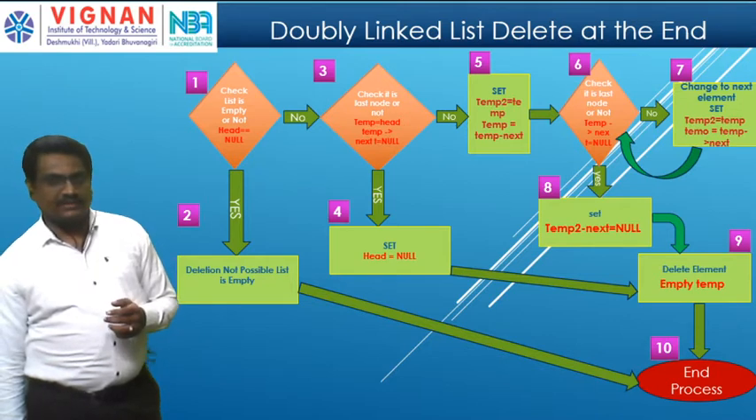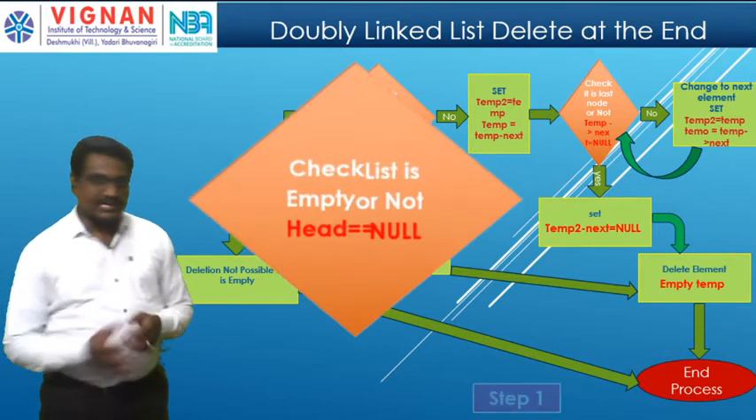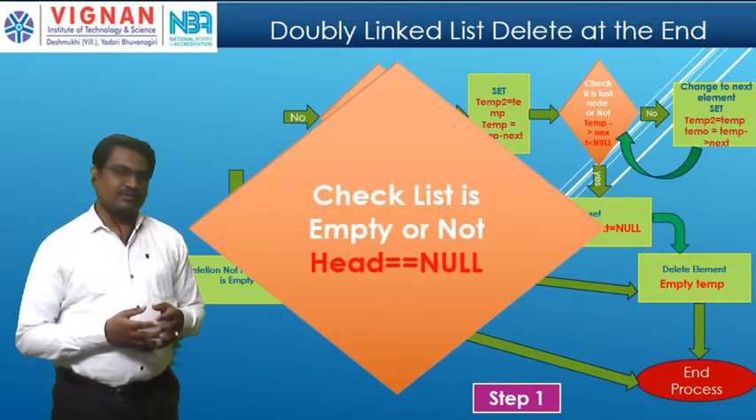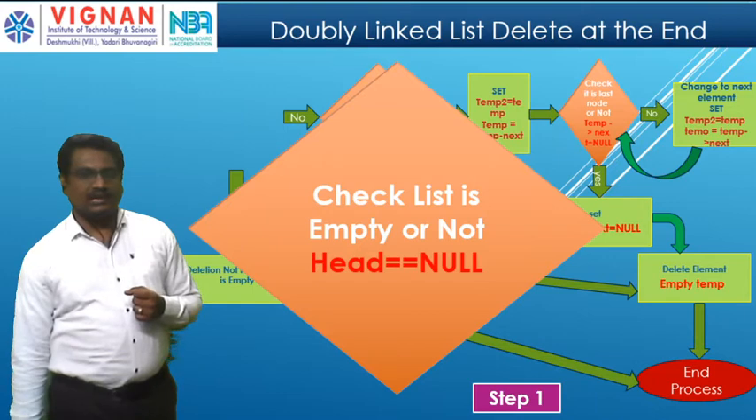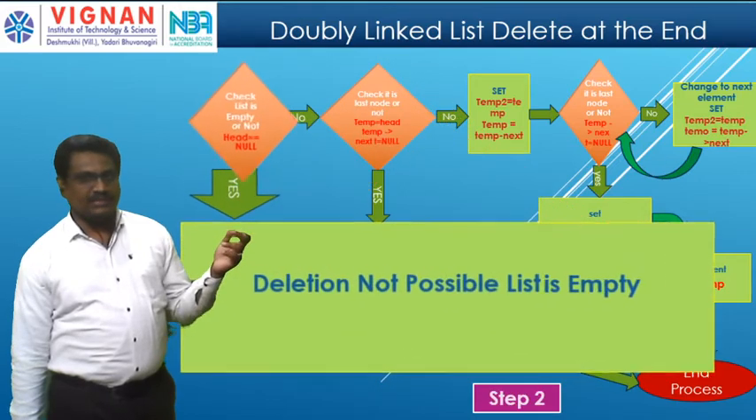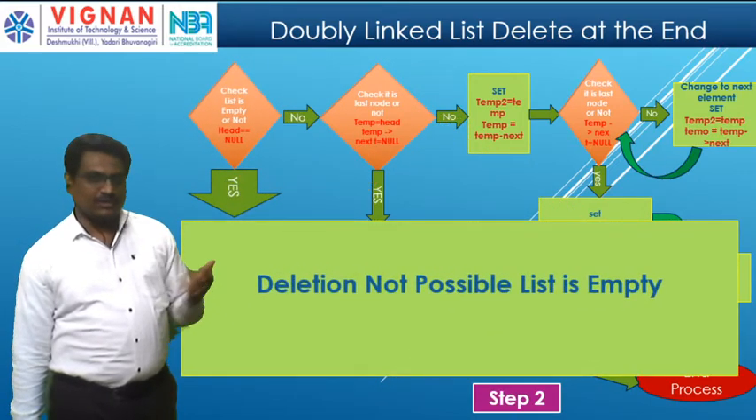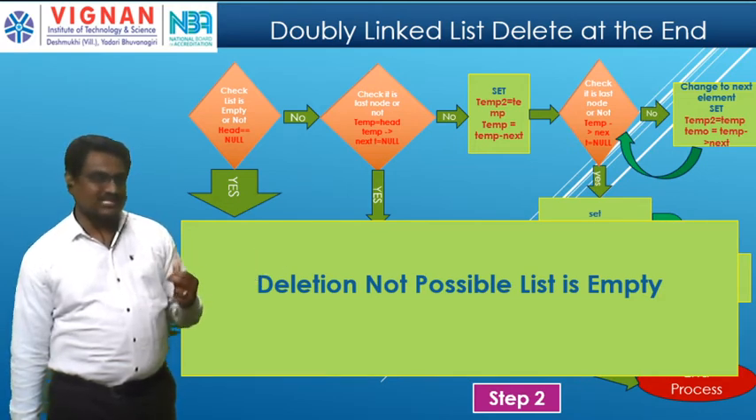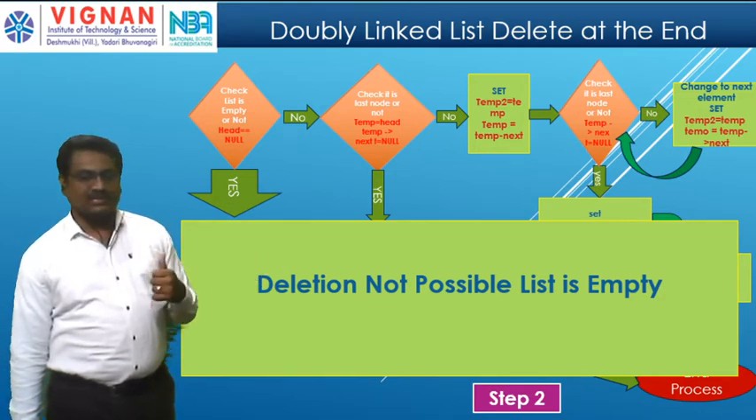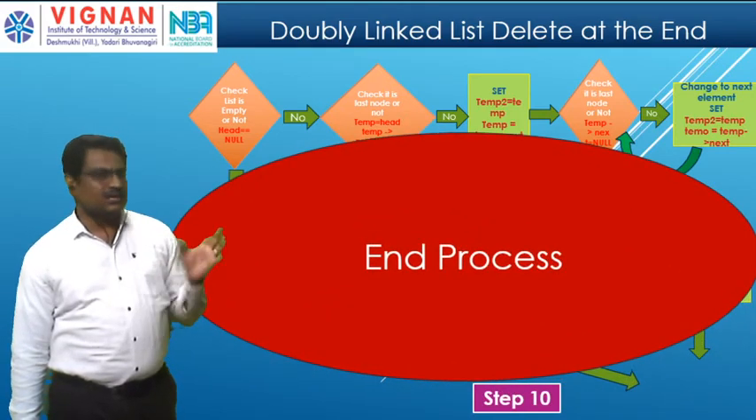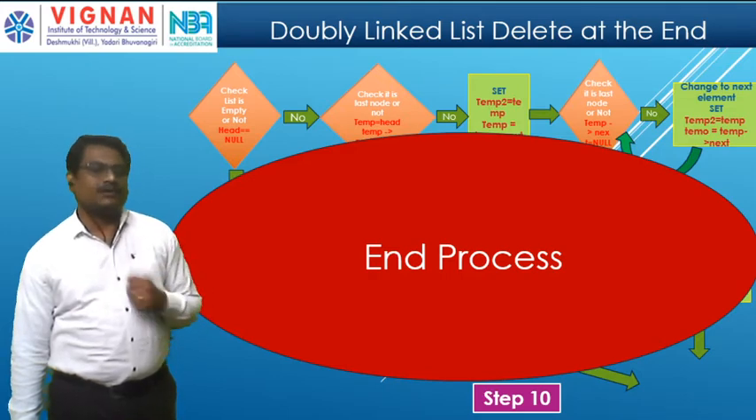First, step one, as usual, I am checking whether the given linked list is empty or not. I am going to check whether the head is null or not. If the head is null, then it is empty. If it is empty, I am unable to do the process. Why? Because there is no element, so there is no deletion operation, as we discussed in the previous class also. So I will stop the process. It is simple; the process is done.